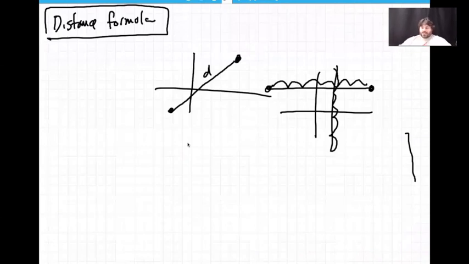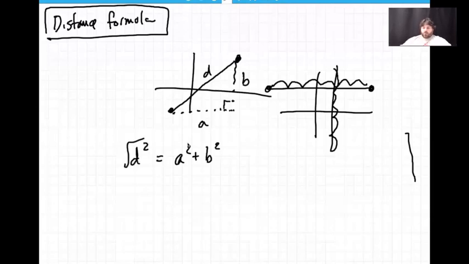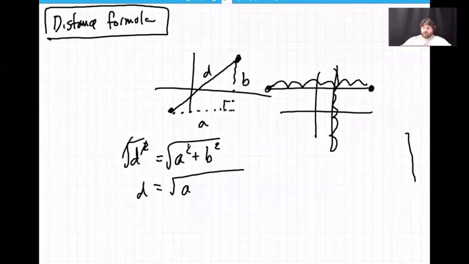Okay, so basically, the idea is that this is just Pythagorean theorem in disguise. A squared plus B squared is equal to the distance squared. So what we do in the formula is we square root both sides, and we get that the distance is the square root of a squared plus b squared. Well, what is a squared plus b squared? How do you find the distance between 2 points? You subtract.